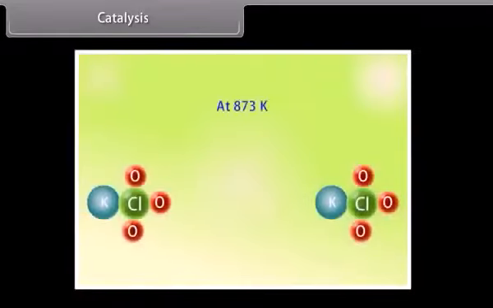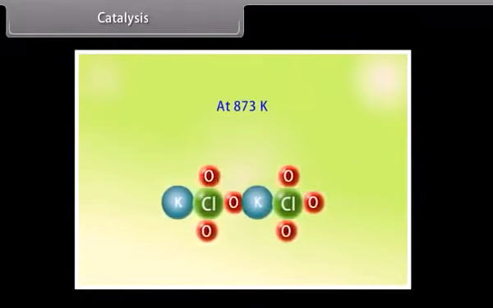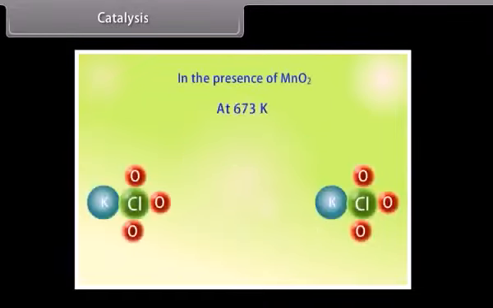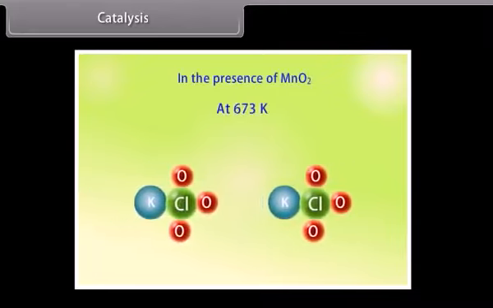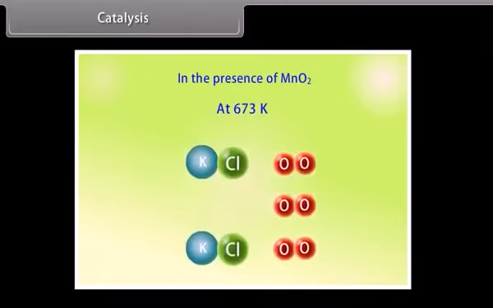For example, when potassium chlorate is heated in the temperature range of 653 to 873 Kelvin, it slowly decomposes to give dioxygen. But if a little manganese dioxide is added, the decomposition takes place in the temperature range of 473 to 633 Kelvin, and dioxygen is released at a much faster rate.